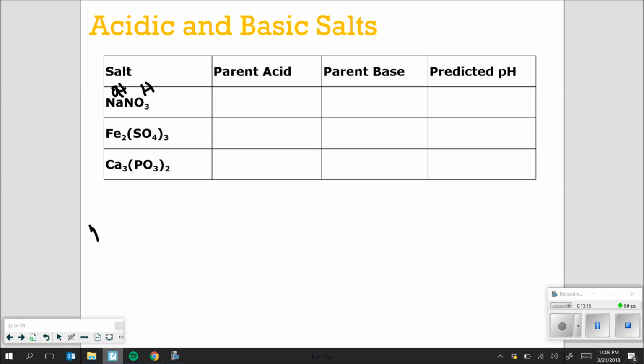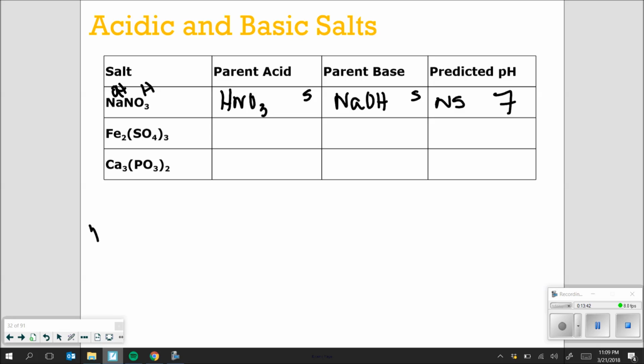So in the case of NaNO3, my parent acid is going to be HNO3. That is a strong acid. And my parent base would have been NaOH. And that is also a strong base. So if I do the double displacement reaction between the two of those, I get NaNO3 and water. And my predicted pH of that, because it's strong and strong, it's a neutral salt. And so my pH should be 7.